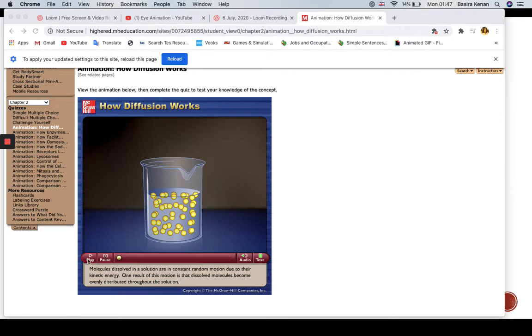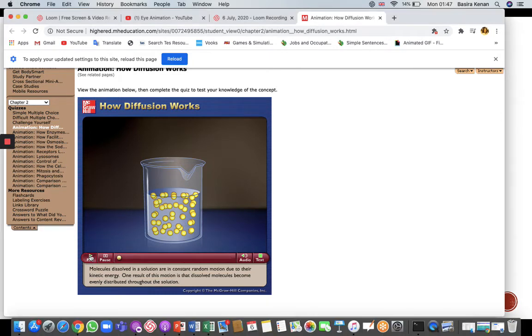So let's see how diffusion works. Molecules dissolved in a solution are in constant random motion due to their kinetic energy. One result of this motion is that dissolved molecules become evenly distributed throughout the solution. This tendency of molecules to spread out is an example of diffusion. But how do these molecules come to be evenly distributed?